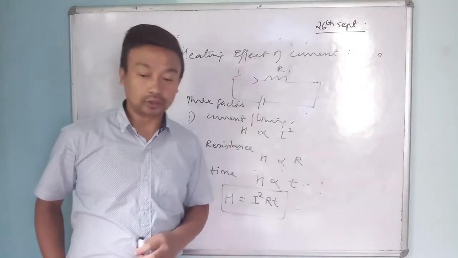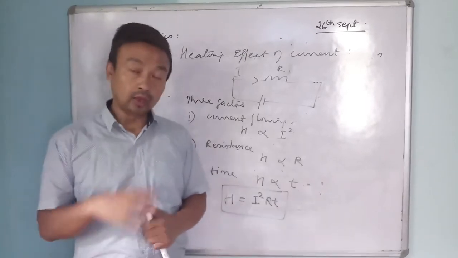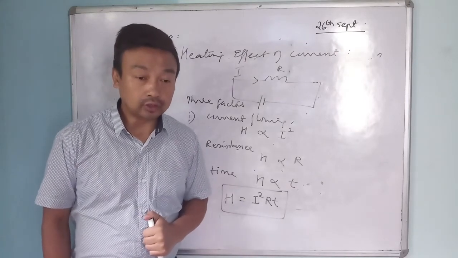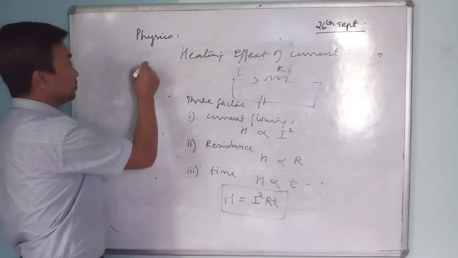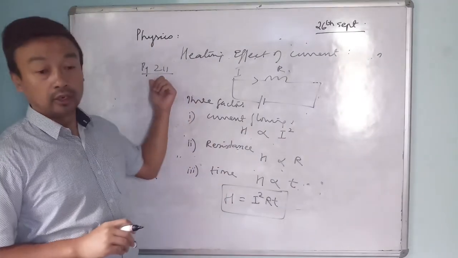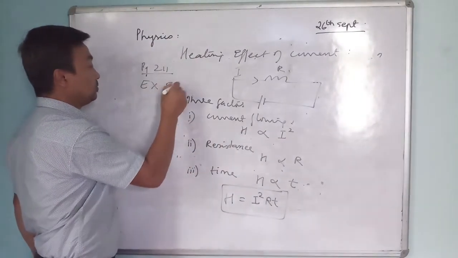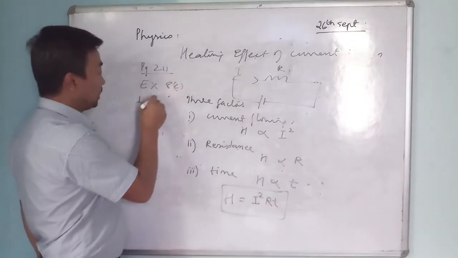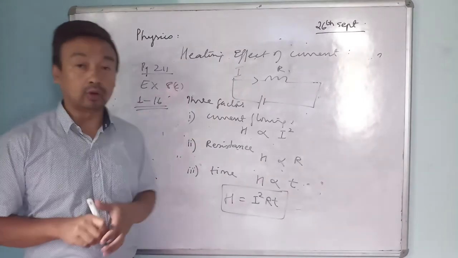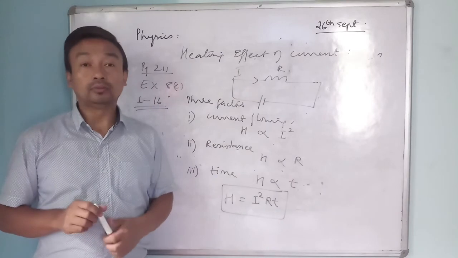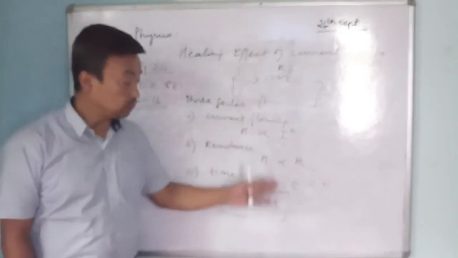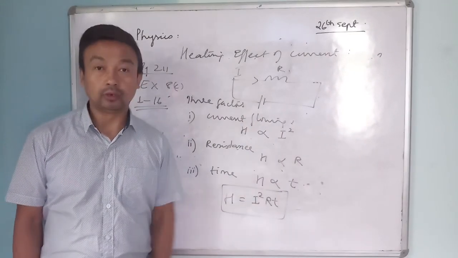In this chapter we have discussed many other things. In the next class we will be doing some of the exercises from page number 211. Please turn to page number 211. There is exercise 8C. You have to do the questions from 1 to 16. I will be sending you a PDF where everything will be solved, and after that there are some numericals which you have to solve. For the numericals, all the formulas that we have learned so far from this chapter will be used.